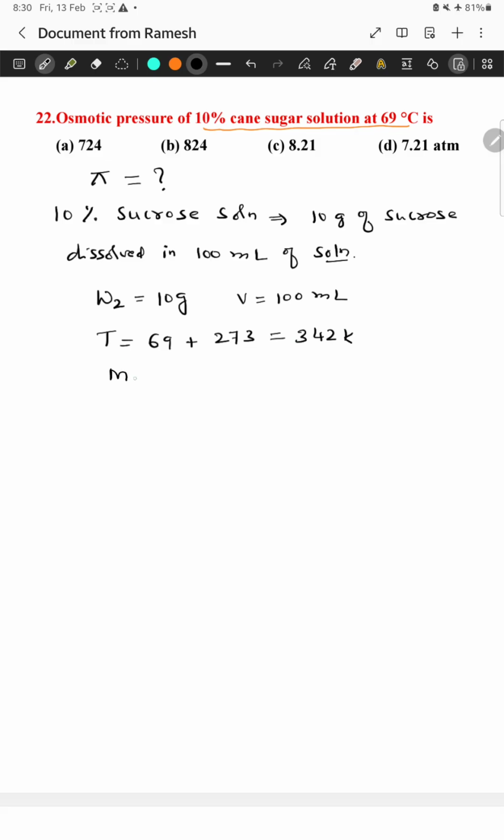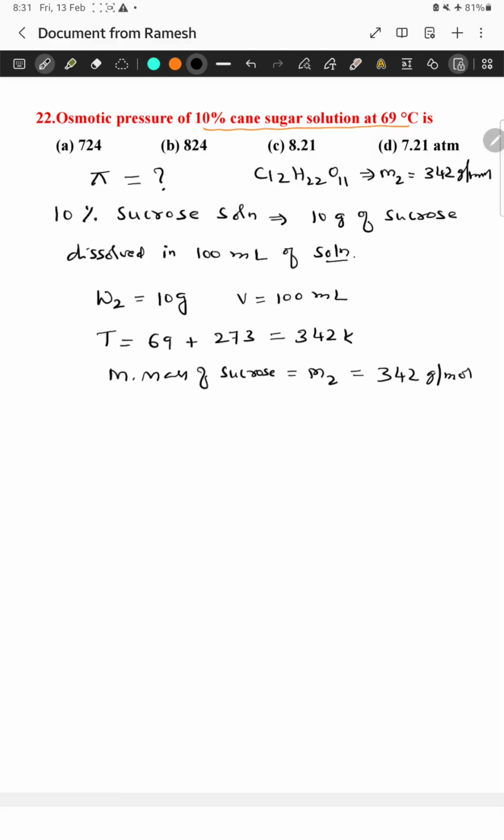Next, the molecular mass of sucrose. Here sucrose is the solute, that's why its molecular mass is represented by the symbol M2. So the sucrose molecular mass is 342 gram per mole. In the problem they have not given it, so you have to calculate the sucrose molecular mass. You know that the sucrose formula is C12H22O11. If you calculate its molecular mass, it will always be 342 gram per mole.